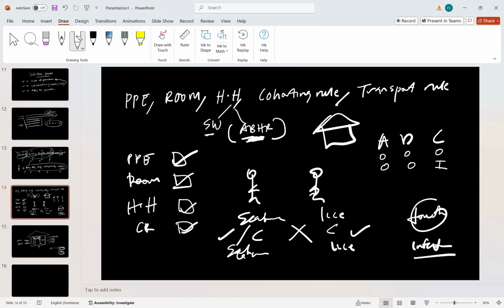So that's the rule. Now, the transport rule doesn't apply to contact. The transport rule only applies to airborne and droplets. So this is the end of the session. How do you feel about infection control?